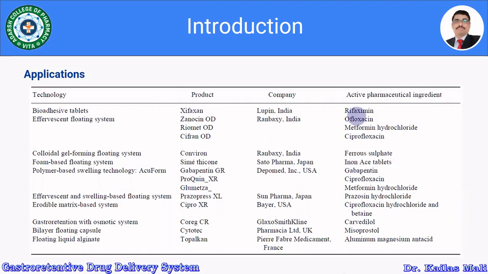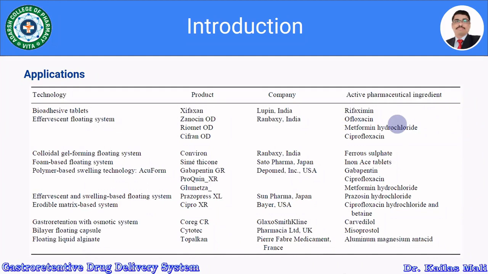It is also possible to design and develop a gastro-retentive formulation for diabetes, for hypertension, for anemia, and a gastro-retentive formulation which is going to act as an antacid. The only thing is that the drug should fit into the criteria of gastro retention. So this is about the introduction to the gastro retentive drug delivery system.